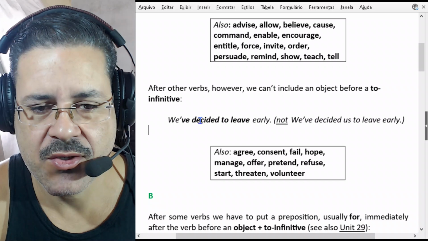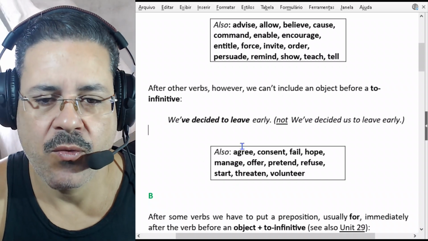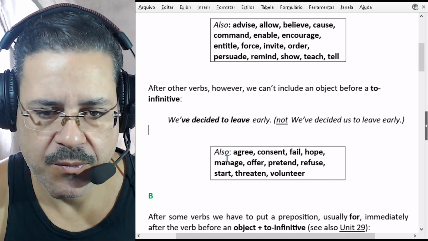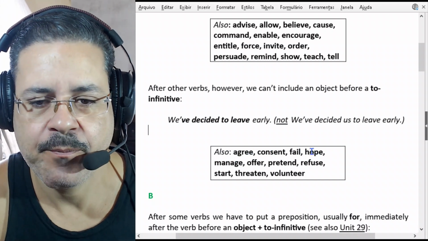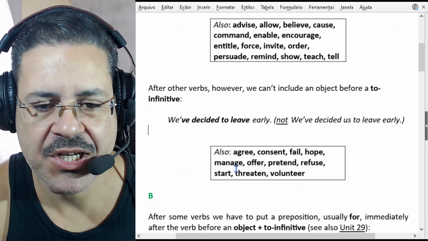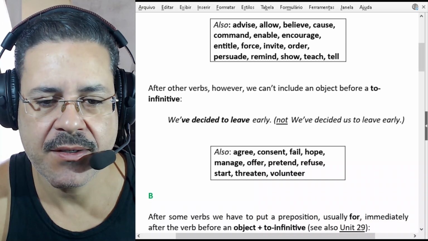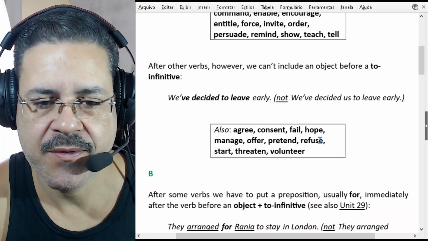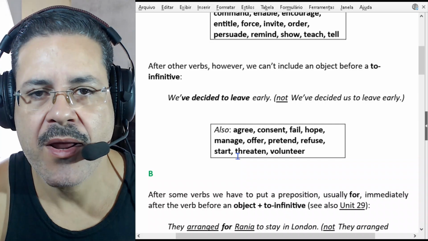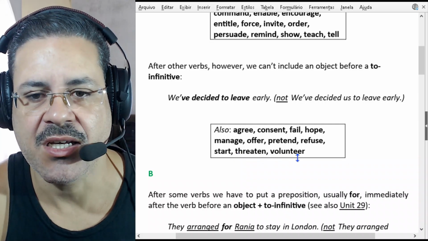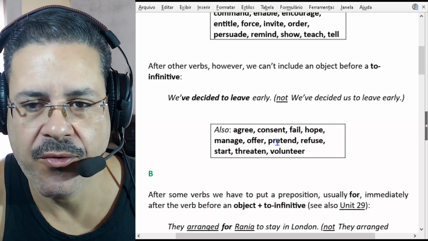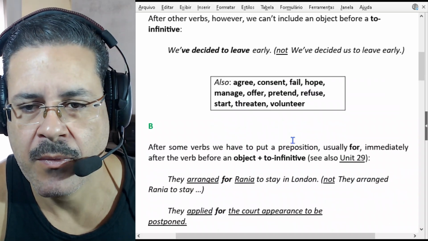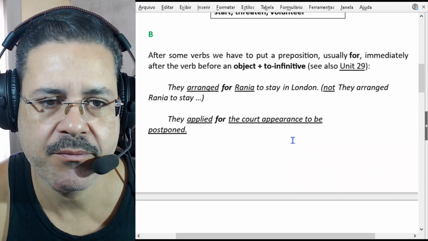For that sort of pattern, we can also consider the verbs to agree, consent, fail, hope, manage, offer, pretend, refuse, start, threaten, and volunteer. We don't use an object before those verbs. Okay, moving on. This is section B.